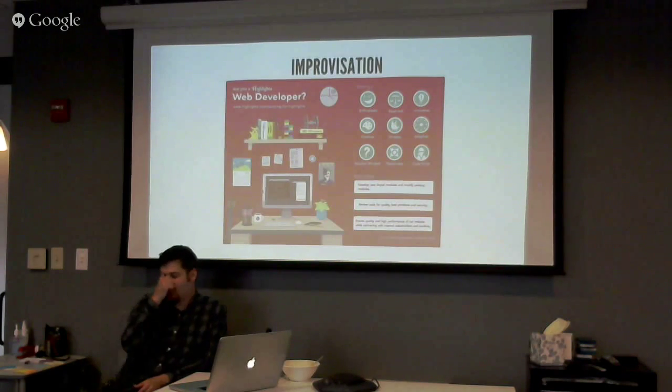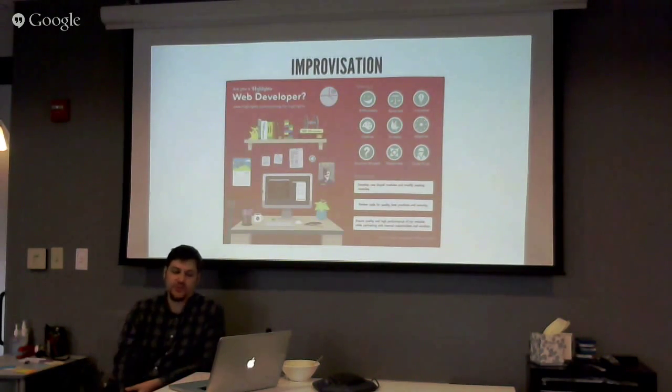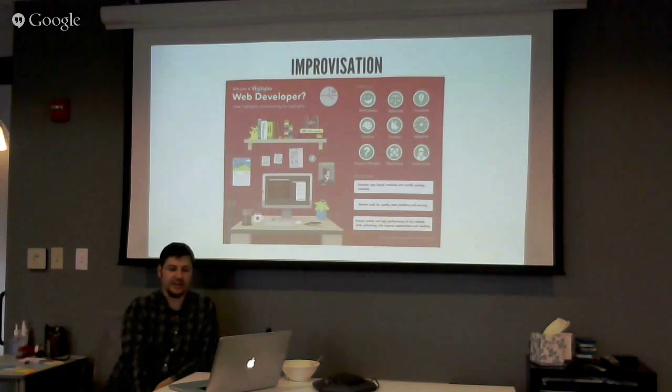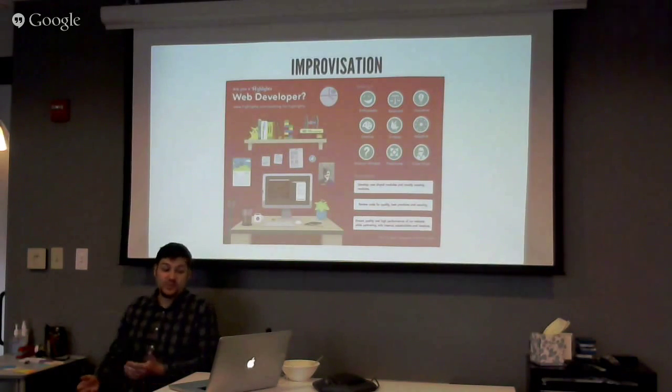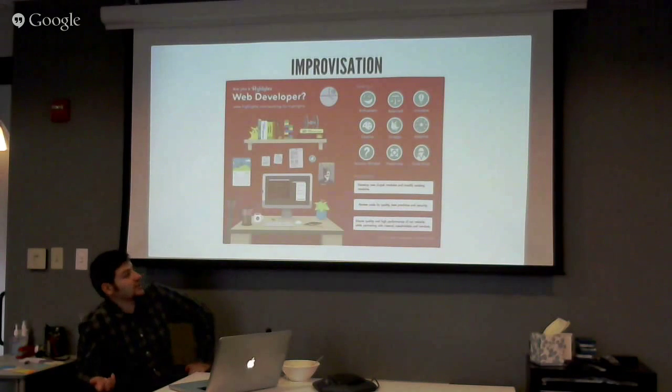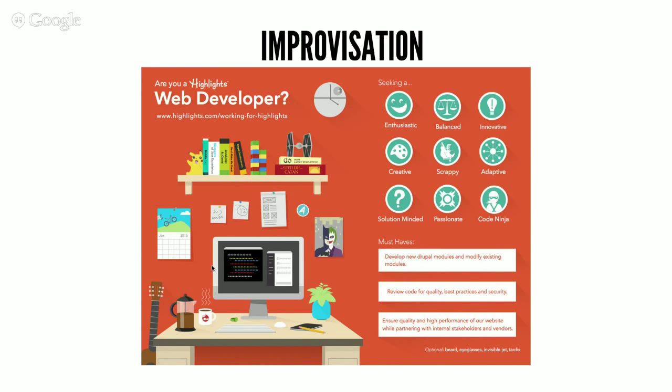And this is where this ties into this portion right here, which is the improvisation portion, where a designer will come up with something that looks sweet. This is an actual document Highlights just released to help recruit front-end web developers for their team. And I think it's pretty awesome. The designer that worked on this really captured what it's like working there: the environment, the people that work there, their likes, their habits, things like that.